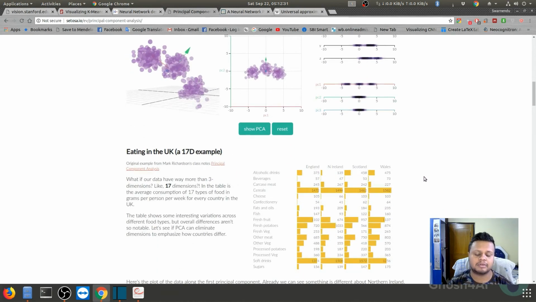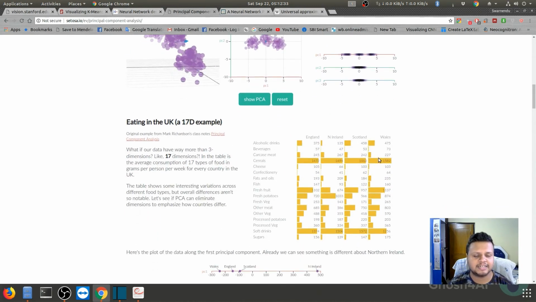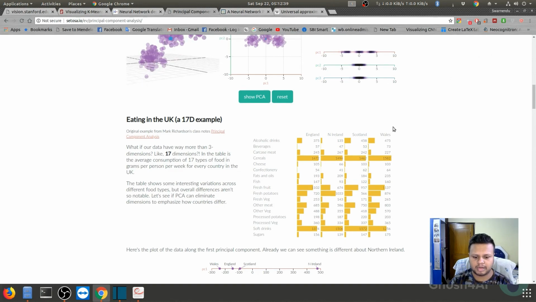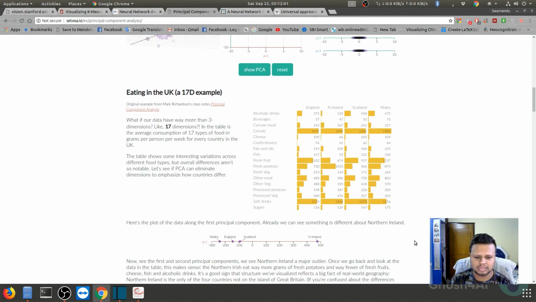And here we have an even larger example where you have a 17 dimensional example, and they have not shown the mathematics that goes on behind, but they have shown one result that they have obtained, that in the first principal component it is seen that Wales, England and Scotland are grouped together and Northern Ireland is grouped differently.